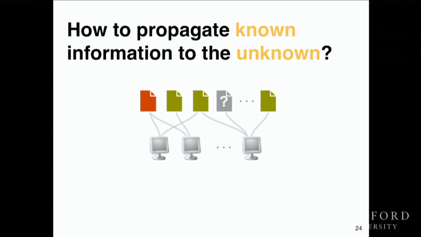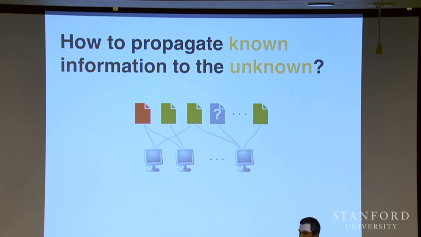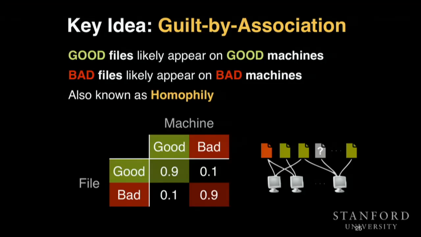So the idea now is, can we use all this known information about the files and machines and somehow transfer that to the unknown file here? How do we infer whether this is a good file or not? The key idea that we used is what we call guilt by association. What that really means is that things that are similar are likely to be connected in the network. So if I'm guilty of something and if I know you, then you are probably also guilty. You are guilty by association with me. So how do we use it here?